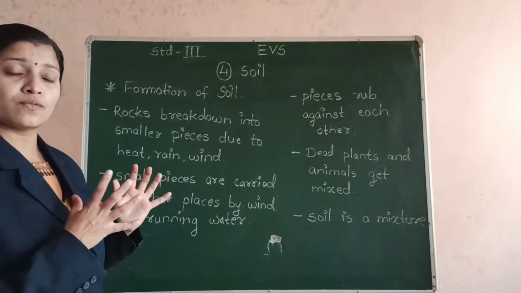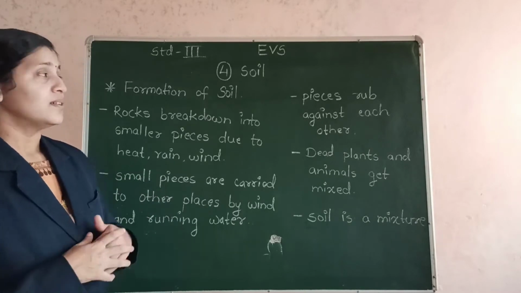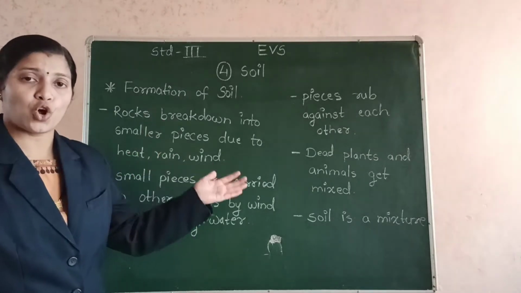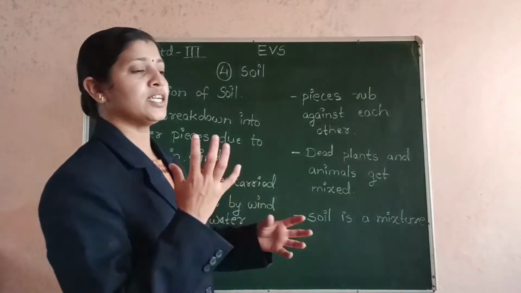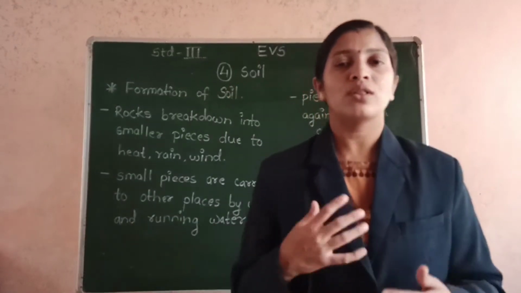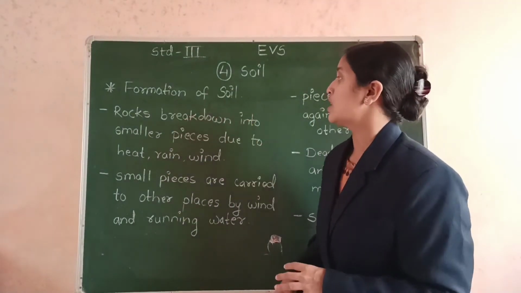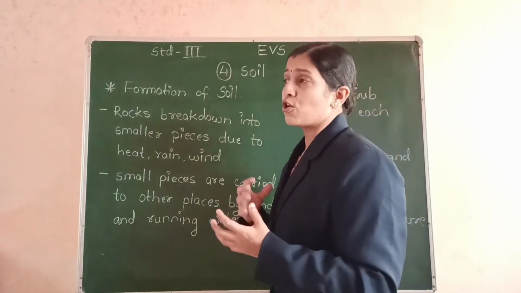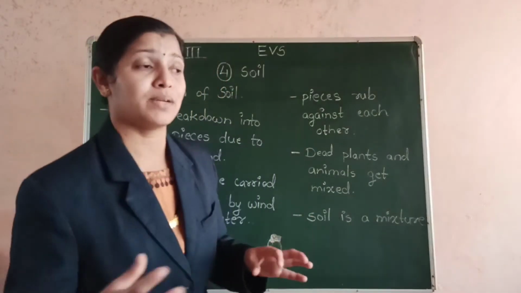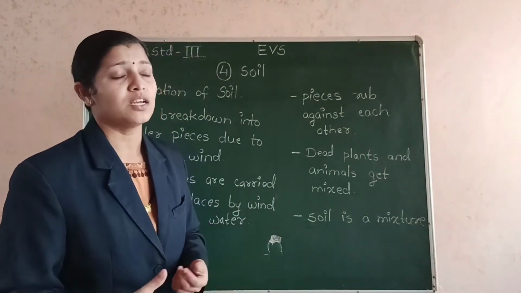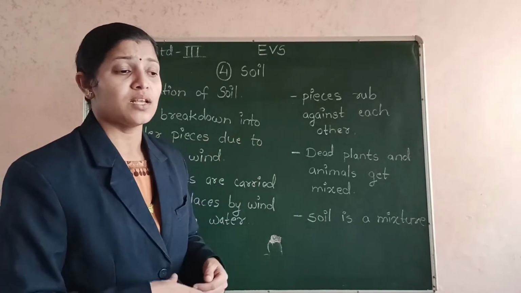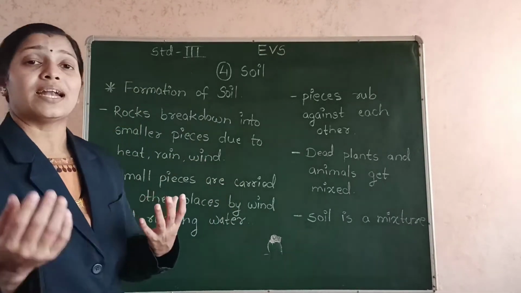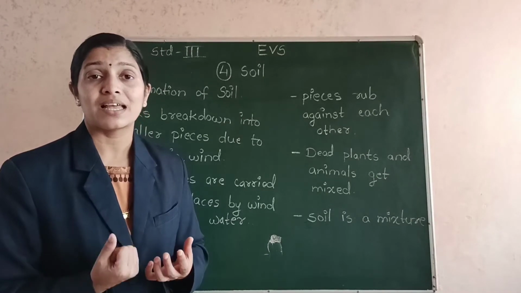Continuous heating and cooling of these rocks takes place, and the rocks break down into smaller pieces. The huge rocks, because of the continuous heating, cooling and the rains, break down into smaller pieces. The process of formation of soil does not happen in a day, a week or a month, but it is a very long process. Many years the process continues, and then soil is formed.